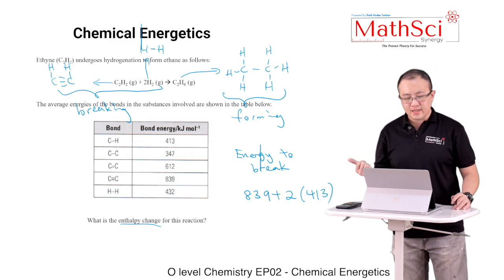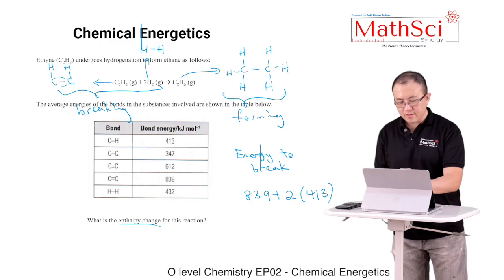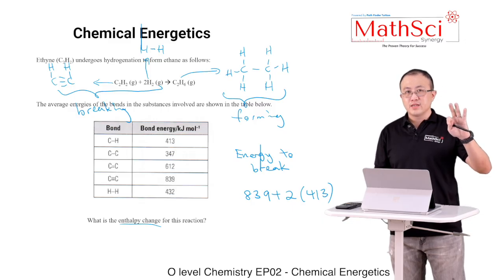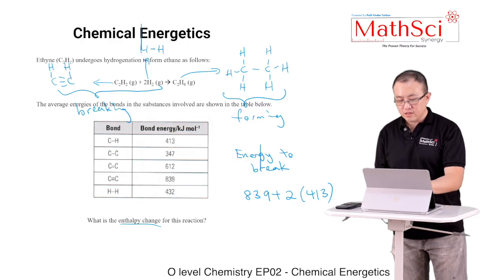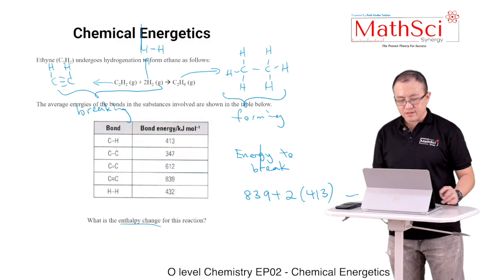Then on the right side, if I'm forming, I'm releasing energy. I will count how many CH bonds I have. I have 1, 2, 3, 4, 5, 6. And the C to C is a single bond because I already have 3 H's bonded to each carbon, so I cannot have a triple bond or double bond. So this is a single bond. So I will have to minus away 6 times 413, and then minus away the C single bond 347.